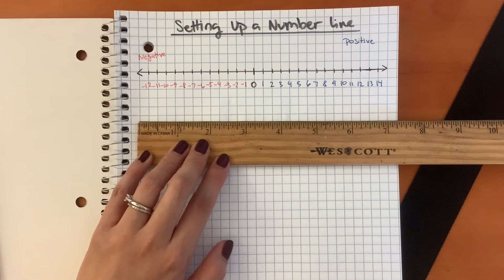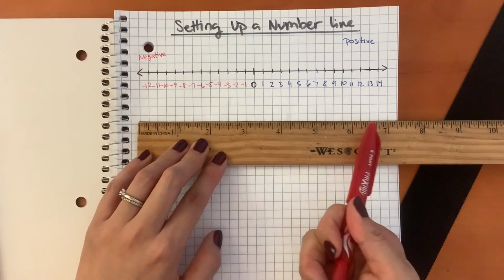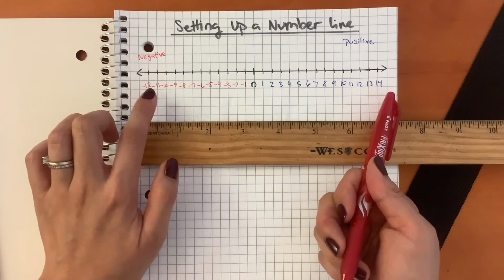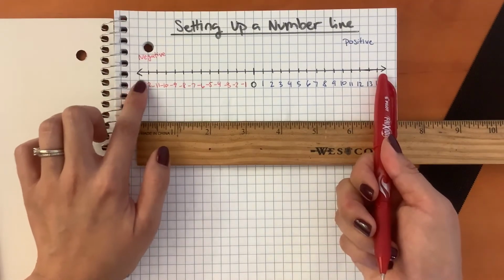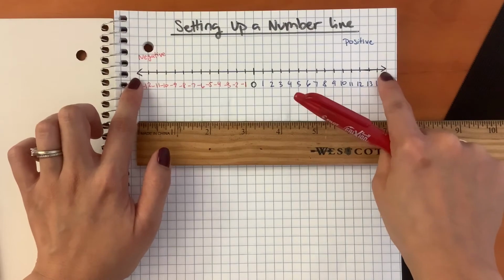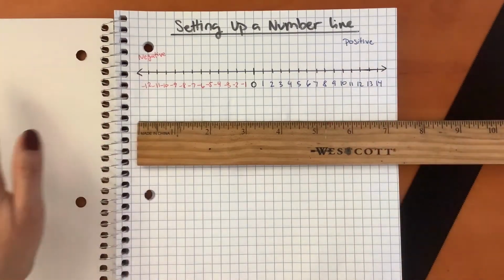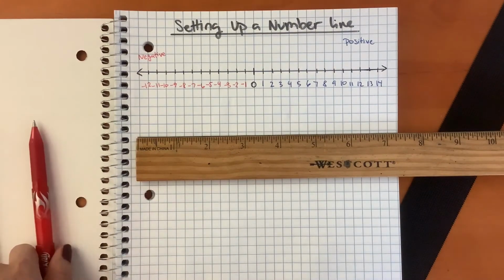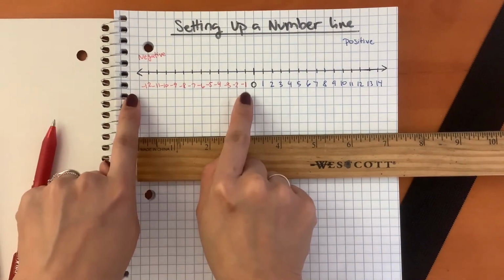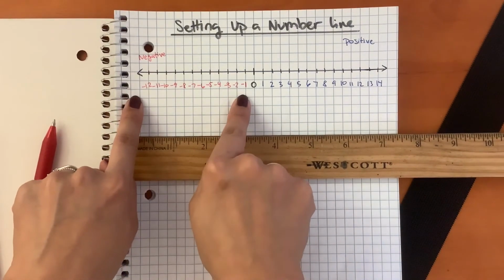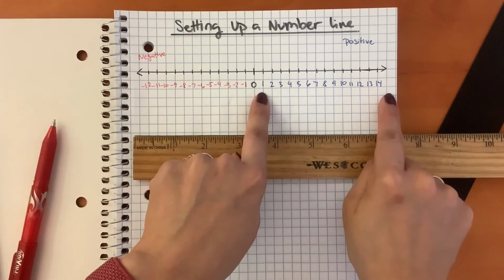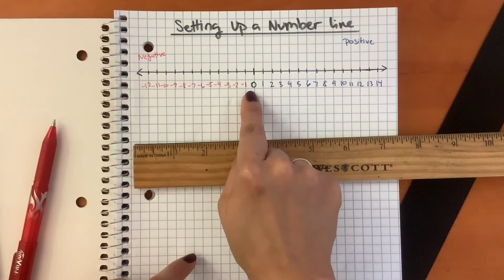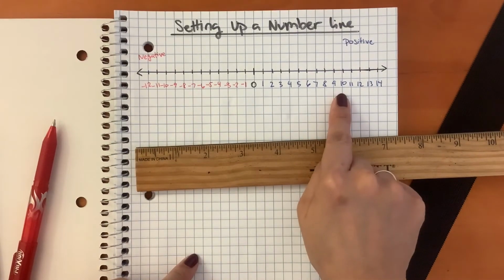Okay, so you can see that where I put my 0 on the page is not quite in the middle because we don't have the same number on both sides, but that's okay because remember the arrows on each side say that this number line could go on forever. So to review, our negative numbers are all on the left side. Our positive numbers are all on the right side. 0 is in between the negative numbers and the positive numbers.